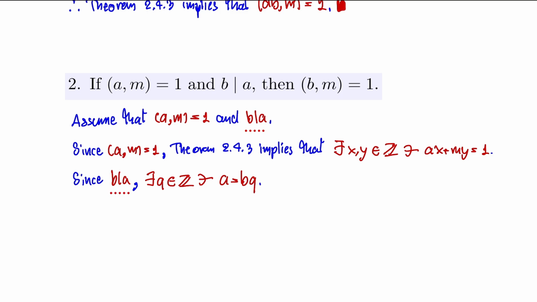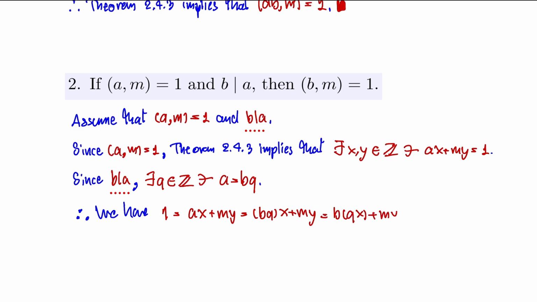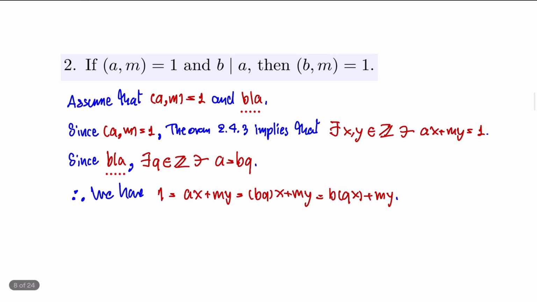Now what happened to this a? I want to substitute a by bq. So what do we have? We have 1 equal to ax plus my. a is now bqx plus my. And then we're going to have b times qx plus my, right?